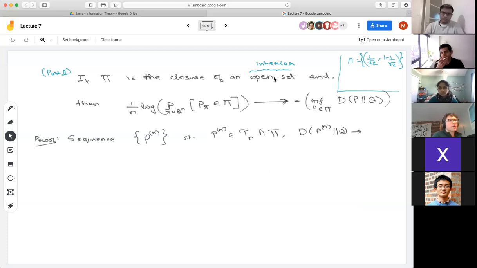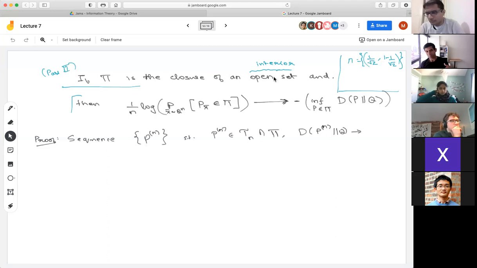Sorry, Madhur, can I ask a question? Yeah. Sorry, is this labeled part 2? Yeah, part 2. It's just part 2 of Sanov's theorem. So is this an assumption? Well, no. The first line is an assumption. The second line is a conclusion. Yeah, and then you need this to show the lower bound. Like, I'm not seeing why I should care about part 2. Yeah, it's for the lower bound.